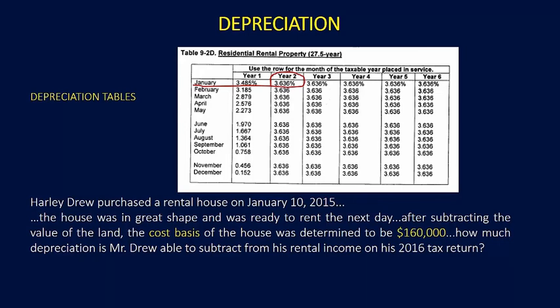Well, we're looking at the second year. He placed the house in service in January, and we come up with a percentage from the table of 3.636%. So $160,000, the basis of the house, times 3.636% equals $5,818. That's the amount of depreciation that he'll be able to subtract from his rental income.